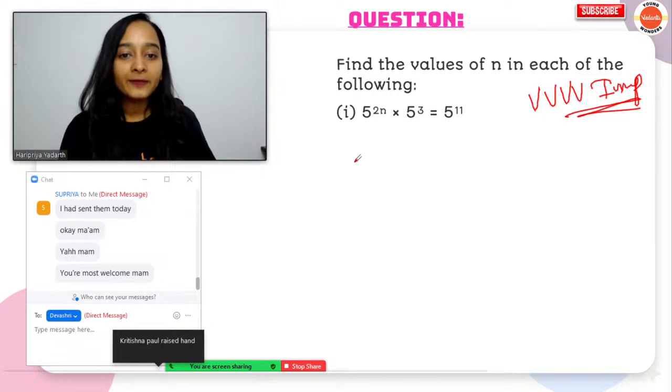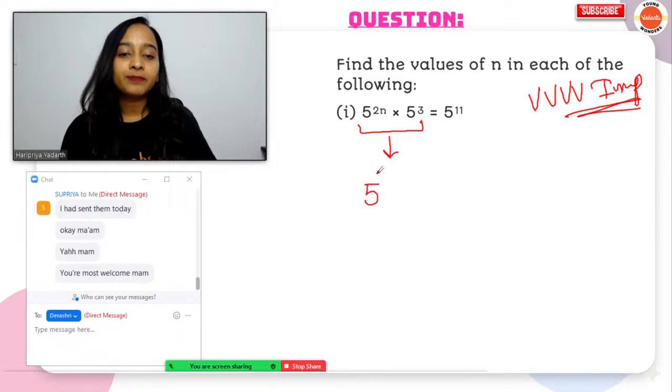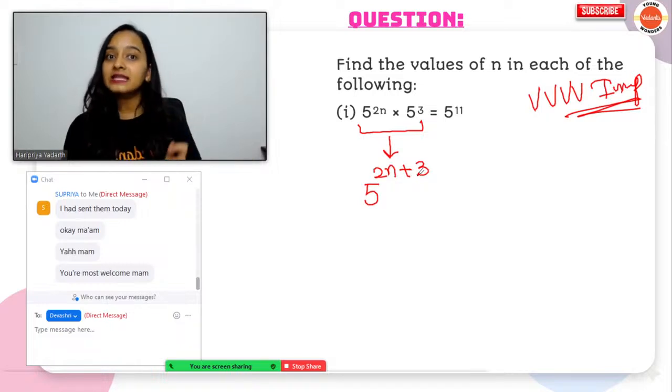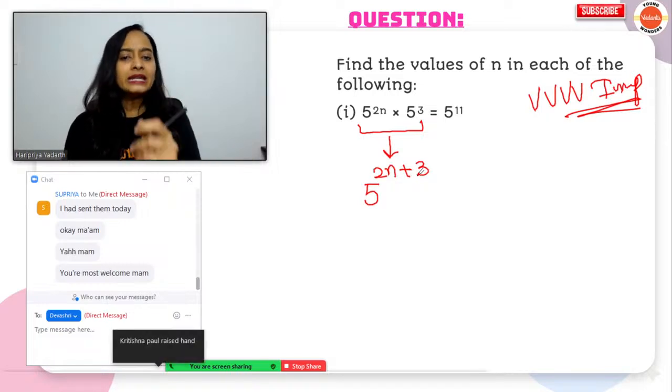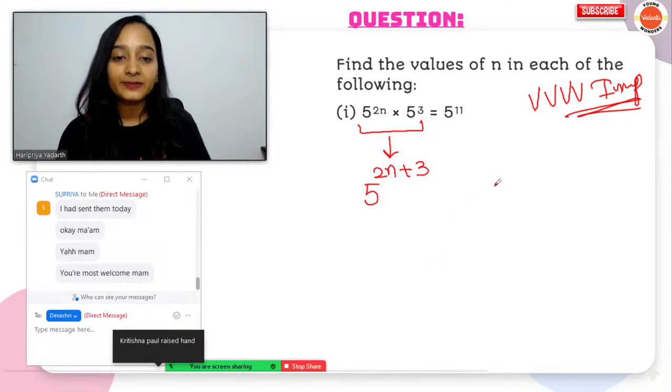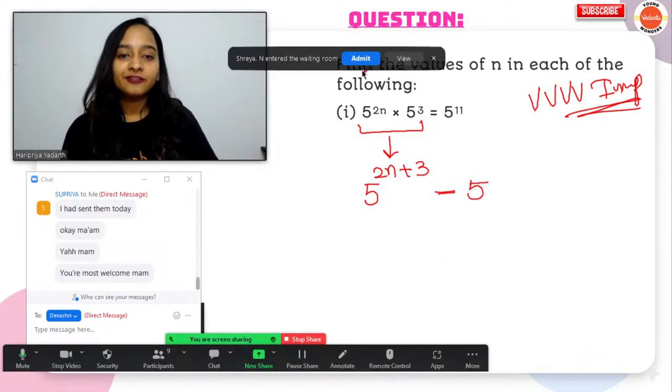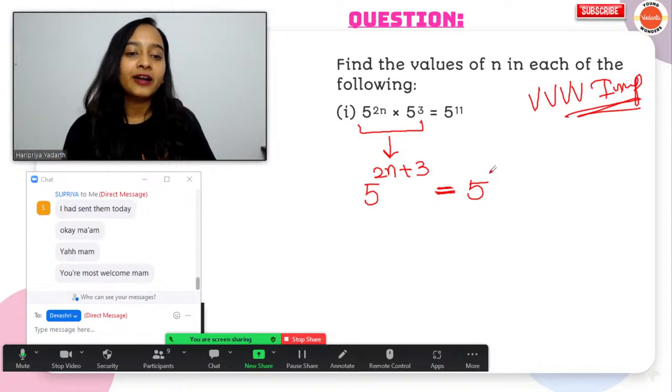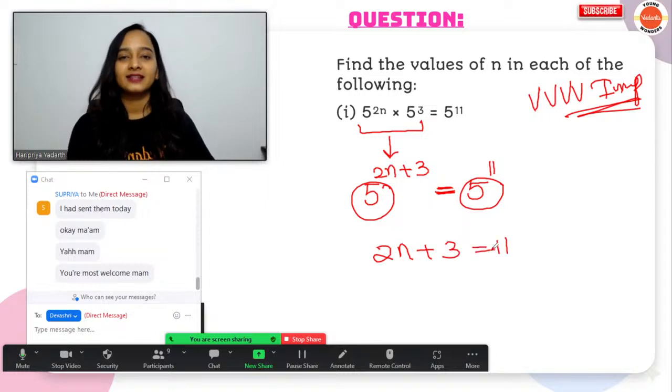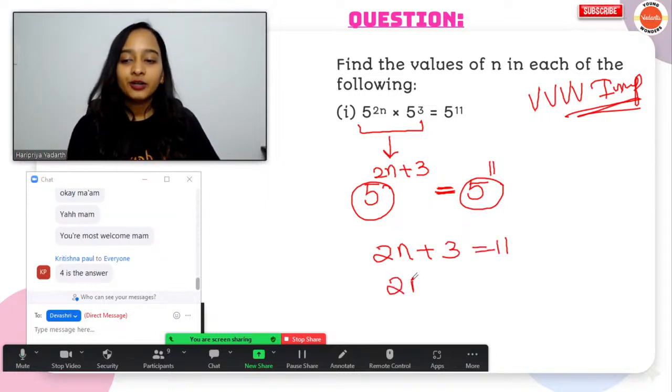Okay? So what do you have to do here? On the left hand side, you can see 5 to the power 2n plus 3. I can write it like this because the bases are the same and you're multiplying. So we can keep the base as it is and add the exponents. That will give you 5 to the power 2n plus 3 equal to 5 to the power 11. Now the rule here is when the bases are the same, you can equate your exponents. That's it. So you have 2n is equal to 11 minus 3.